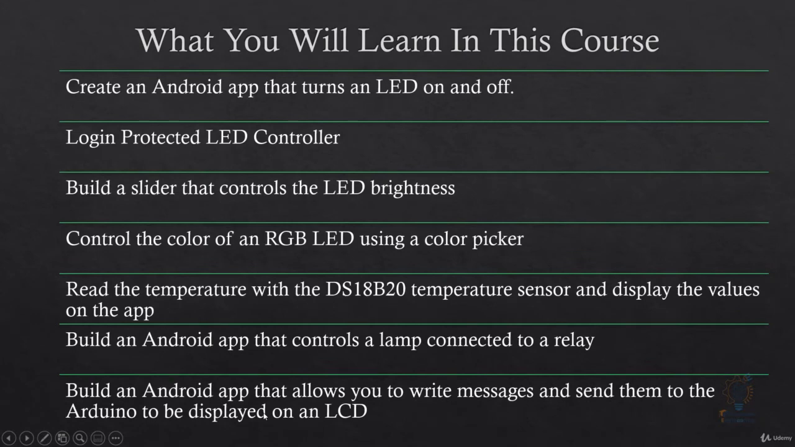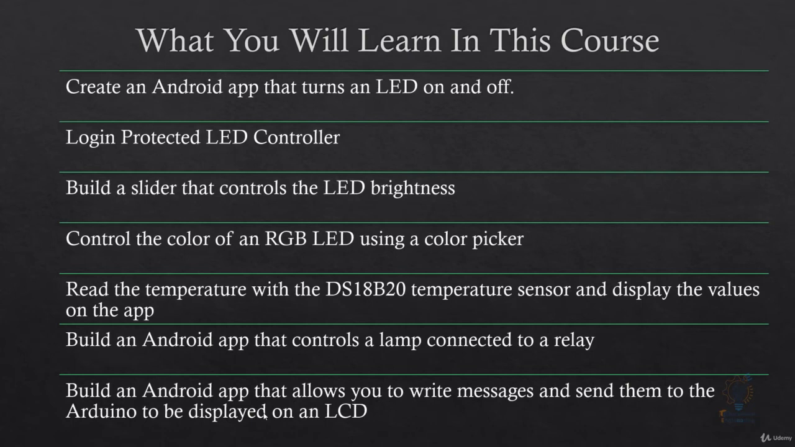First, we will create an Android app that will turn an LED on and off. Then we will move on to a login protected LED controller, and we will build a slider that controls the LED brightness. After that, we will control the color of an RGB LED using a color picker from our Android app. We will create another app to read the temperature from a temperature sensor and display the value on the app.